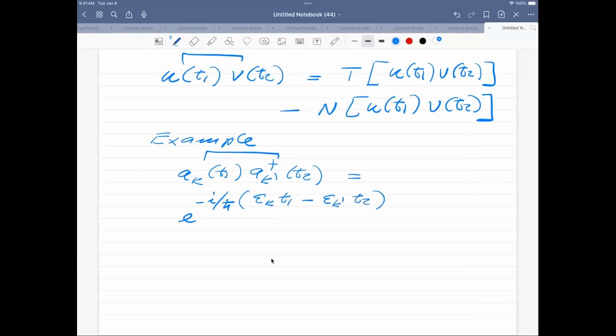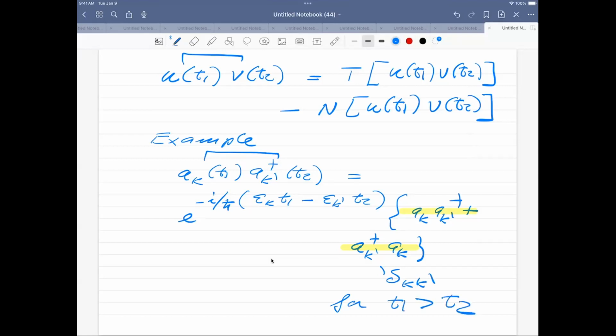of T2. So now I'm not plugging in the Kronecker deltas. And then I would have an A of K prime dagger, plus an A of K prime dagger and AK. And we know that this last quantity here just gives us what we have seen before. That gives us a Kronecker delta of K and K prime. And this is the case for T1 larger than T2.